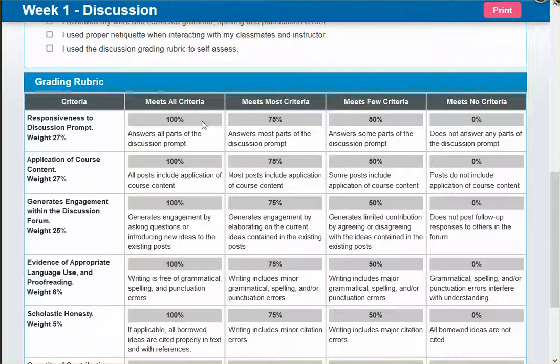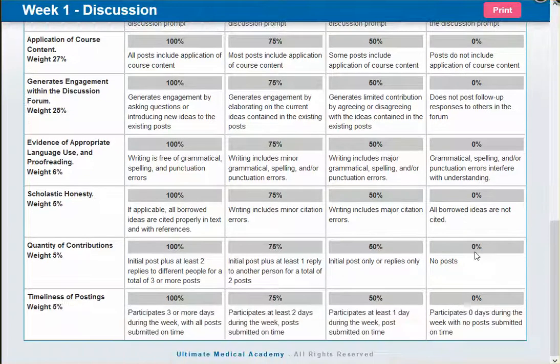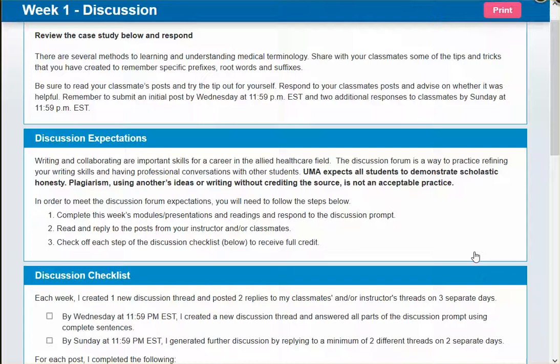Now remember, if you meet all criteria, you're going to earn the maximum amount of points in each criteria. If you don't meet everything exactly, if you meet most criteria, you're going to earn 75% of the points for that criteria. If you meet few of the criteria, you're looking at 50%, and if you meet no criteria, it'll be 0%.